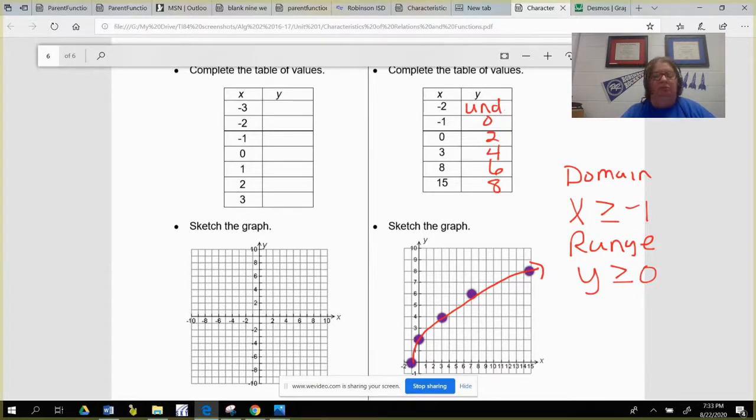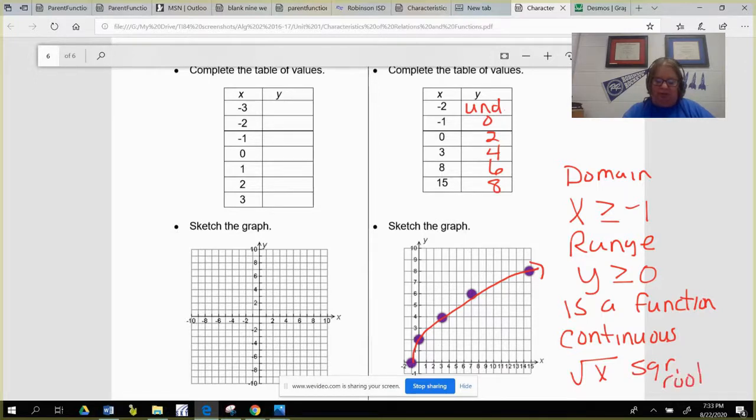Is it a function? It is a function because it passes the vertical line test. The x's don't repeat. Each input has only one output. Continuous or discrete? Because they gave us an equation, and the table is only a portion of the points, this is continuous. And what parent function best represents it? It had one of these in the equation, right? The variable was underneath the square root sign, so this is a square root function. Very good. See you in the next video.